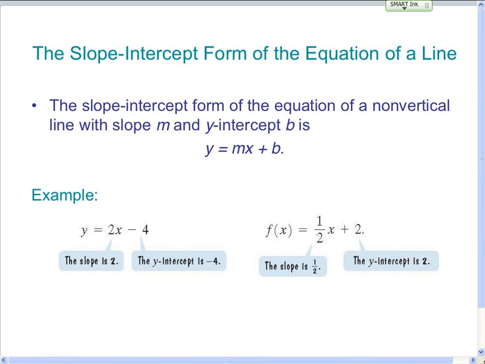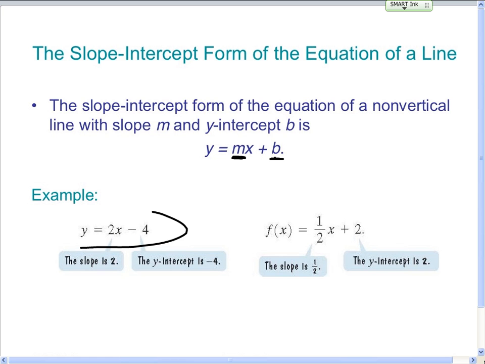We talked about standard form briefly, where the x and y are on the same side, but if x and y are on different sides, we have what we call slope-intercept form. The reason we call it slope-intercept form is because this number that multiplies the x is the slope, and this gives us the y value for the y-intercept.